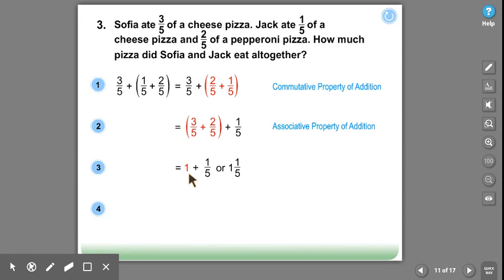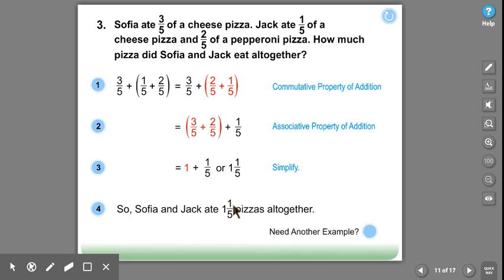But here it was kind of easy because we knew that 3/5 plus 2/5 equals 1, so all we had to do was tack on the 1/5. So 1 plus 1/5, or 1 and 1/5. So our complete answer is, Sophia and Jack ate 1 and 1/5 pizzas all together.